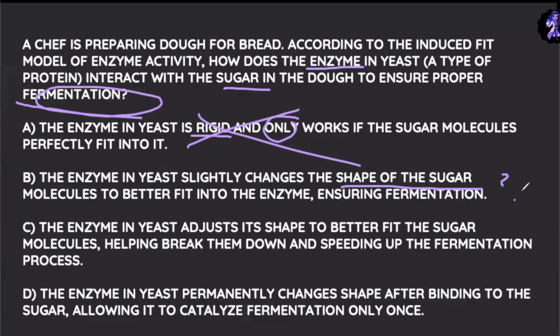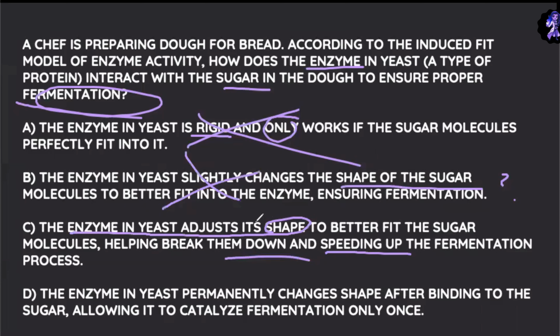So let's go to answer choice C, which basically states the enzyme in yeast adjusts shape to better fit the sugar molecule, helping break them down and speeding up the fermentation process. I like this answer better, not because it talks about speeding up or breaking them down. It just makes it very much known that the enzyme in the yeast is adjusting its shape. So compared to answer choice B, I like that answer better because we're making note that the enzyme is going to change its shape.